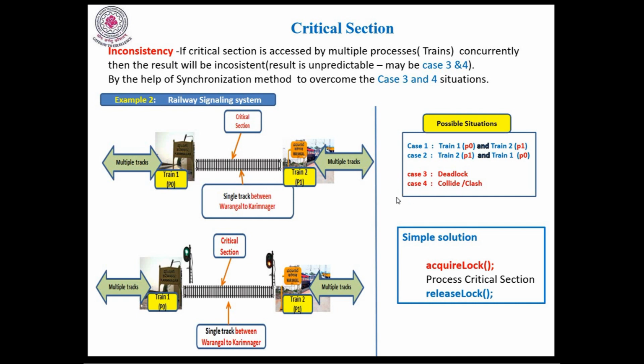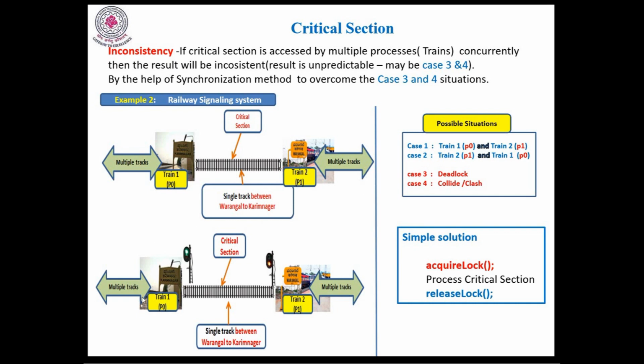Case 4 means if both the trains start in opposite directions at the same time, due to lack of coordination, the trains collide or clash. This is the fourth possible situation. Now, in 4 possible situations, 2 situations are positive and 2 situations are negative. We need to overcome these 2 negative situations, and that is possible only by introducing a synchronization method.